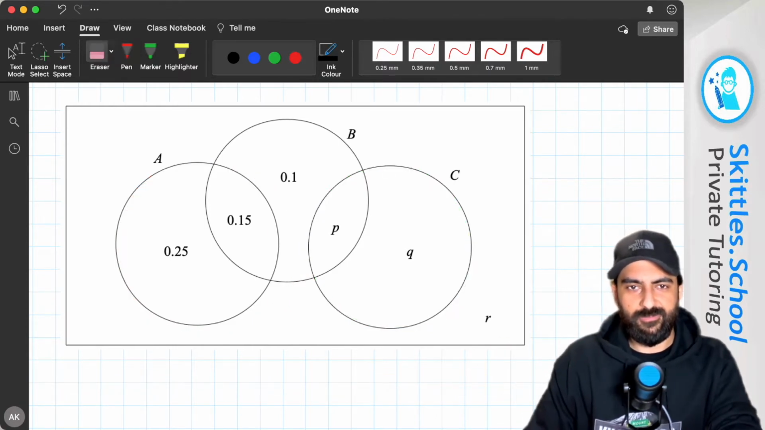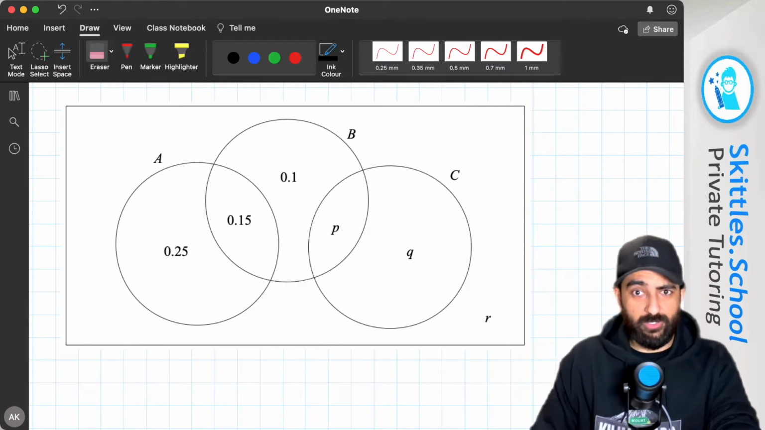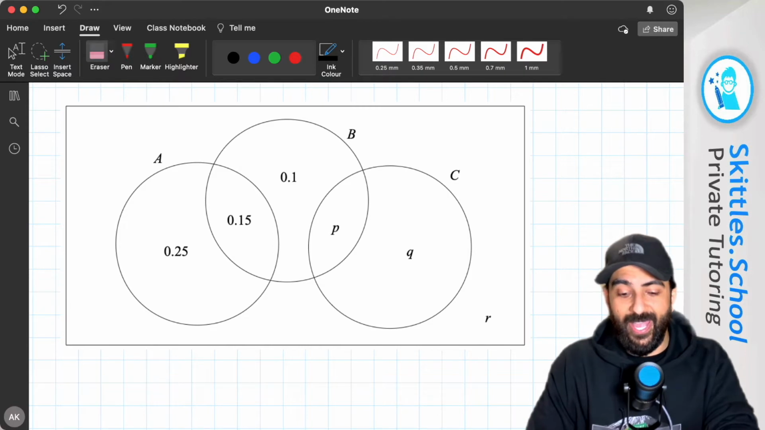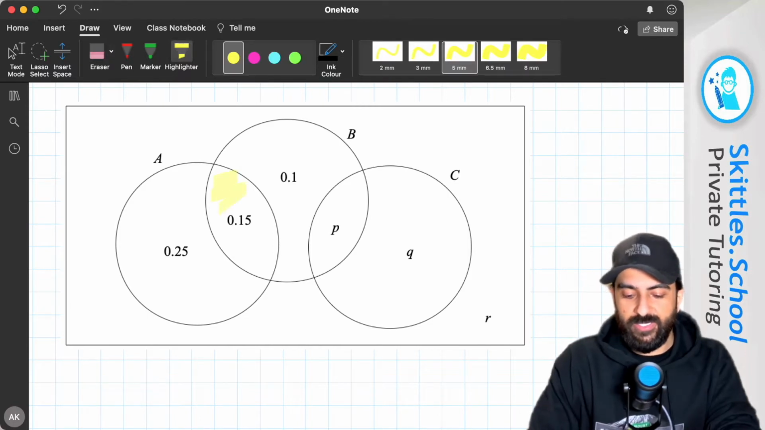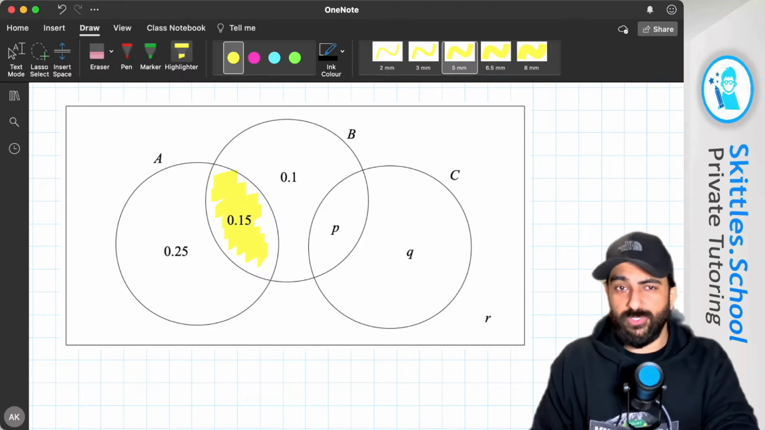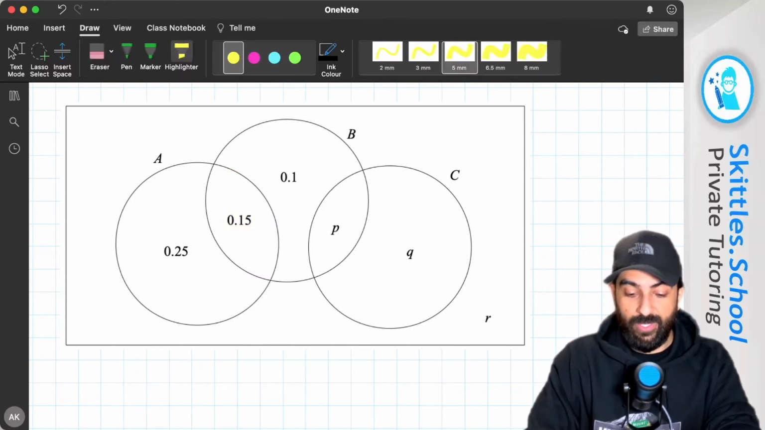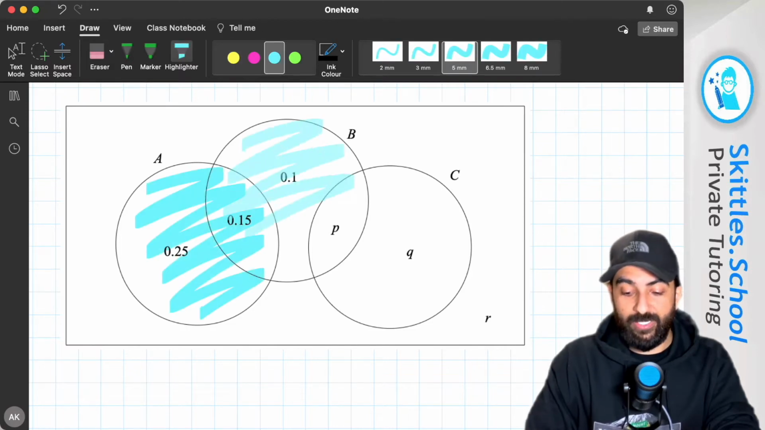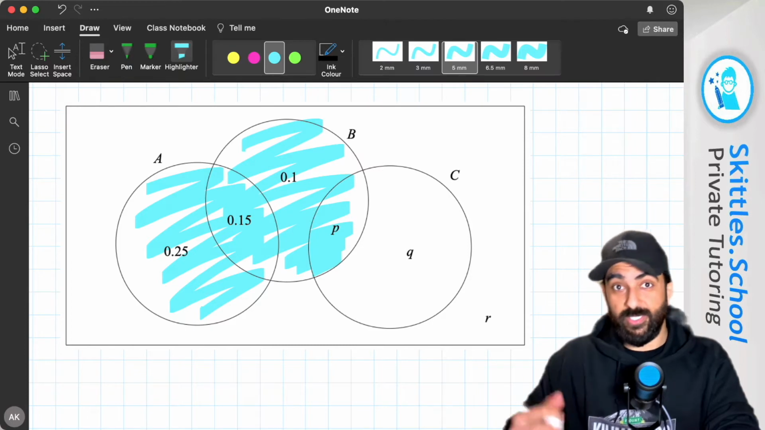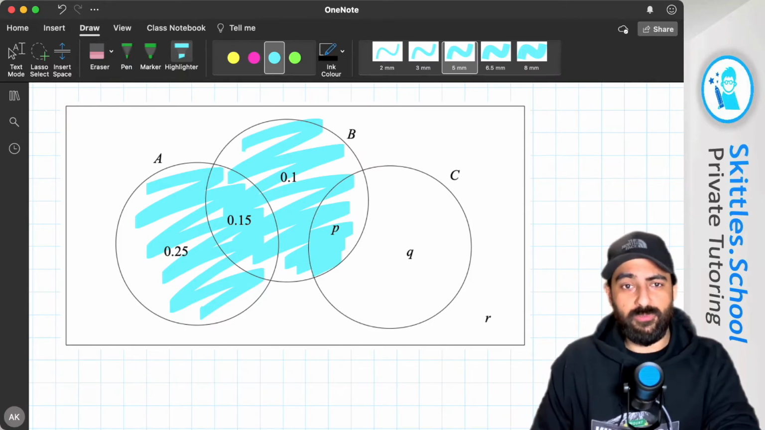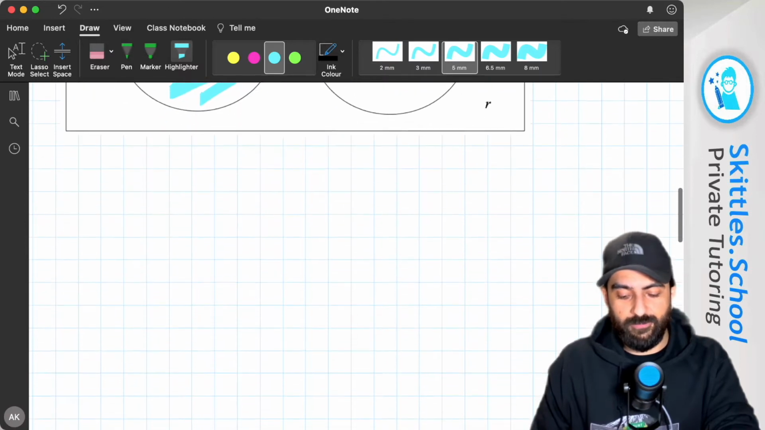We're also given the probabilities of each section. For example, the probability of A and B is this section, whereas the probability of A or B is that section. Awesome, I think we understand the diagram. Let's do the first part of the question.